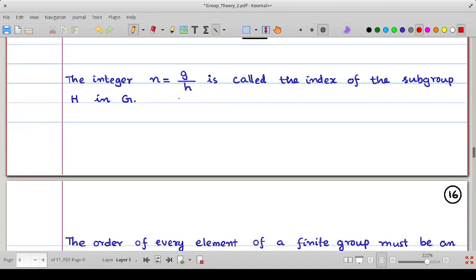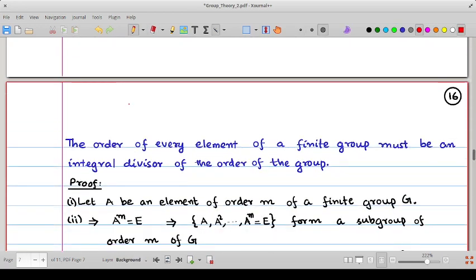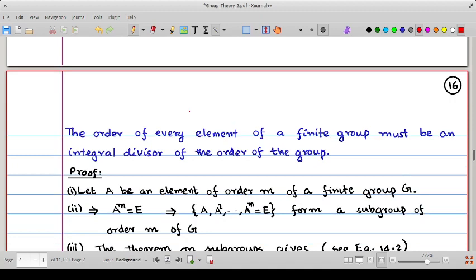Now, the integer n, which is the order of G divided by the order of H, is called the index of the subgroup H in the group G. Now, we prove an associated result which says that the order of every element of a finite group must be an integral divisor of the order of the group.